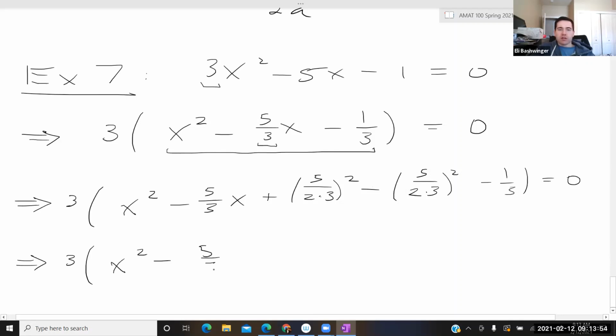And I can simplify this a little bit. So I get 5 over 6 squared. And then this again, minus 5 over 6 squared. But let's just actually square that. We get 25 over 36 equal to 0.